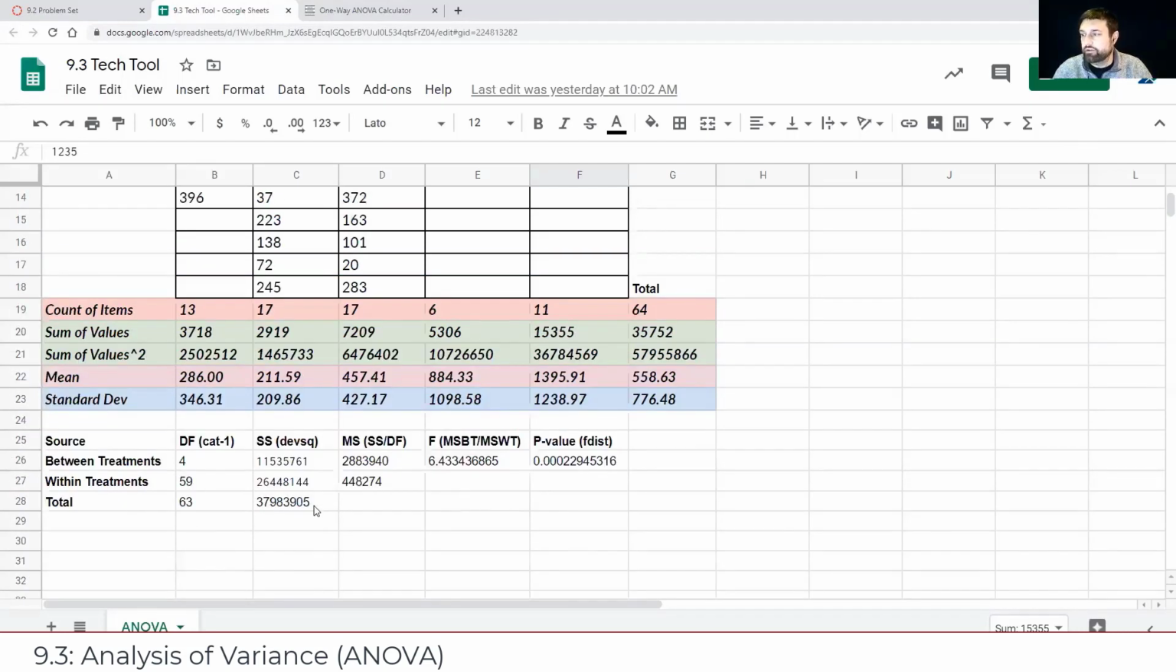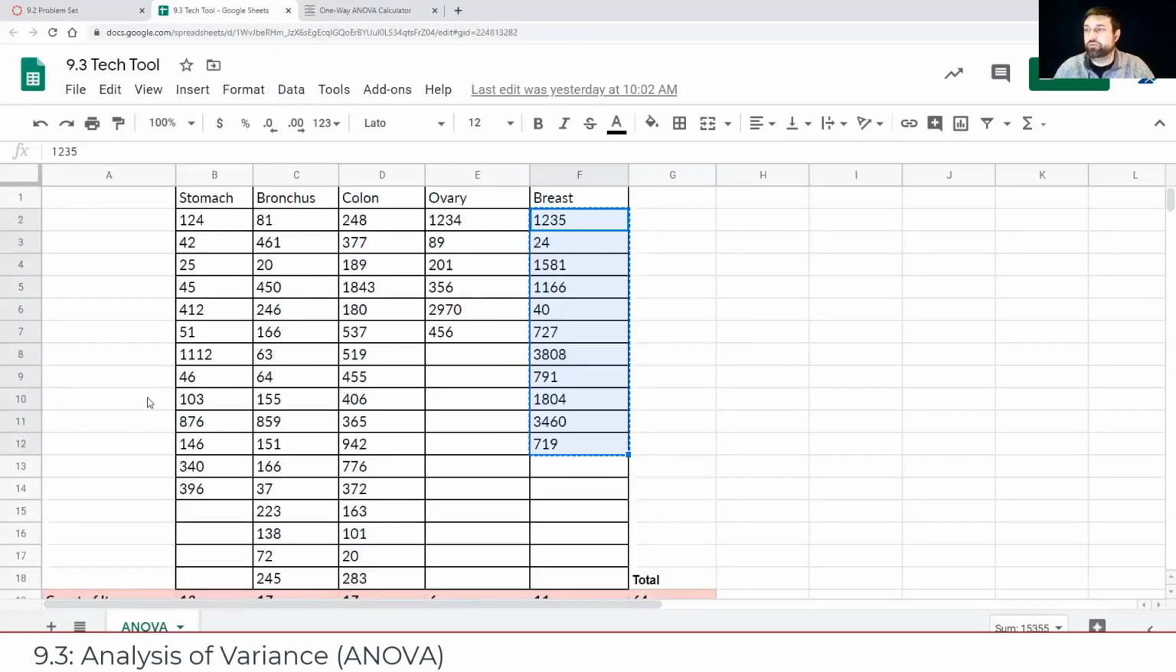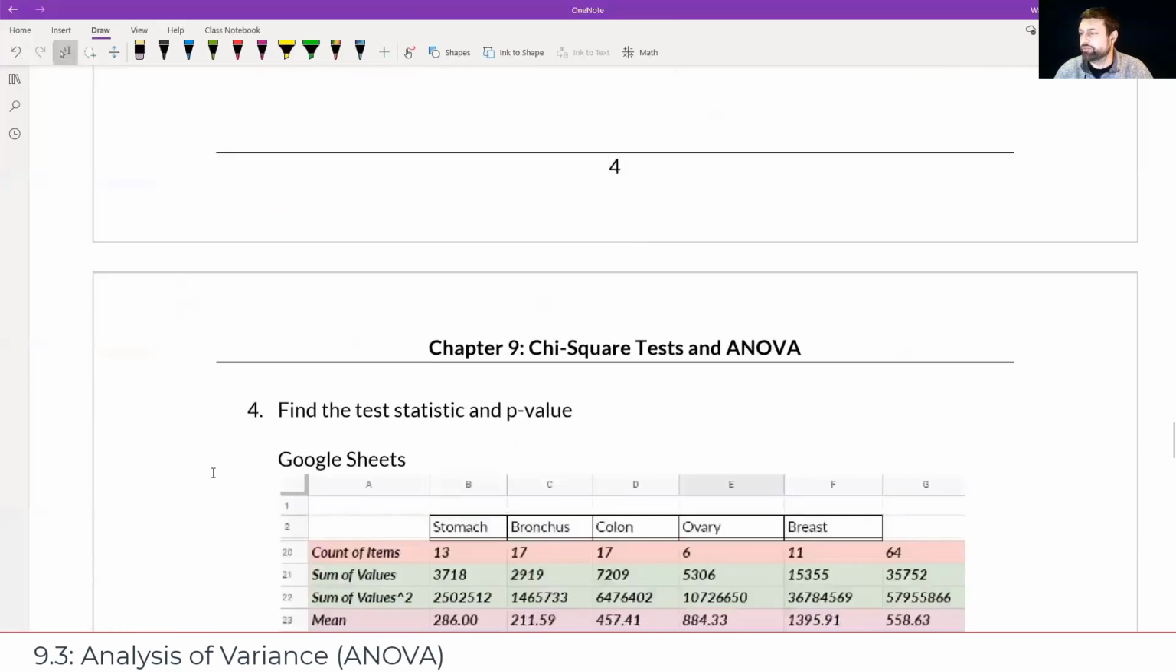So choose your weapon. Which one do you want to use? Do you want to, or use them both? Learn how to use them both. Let's finish this problem up.